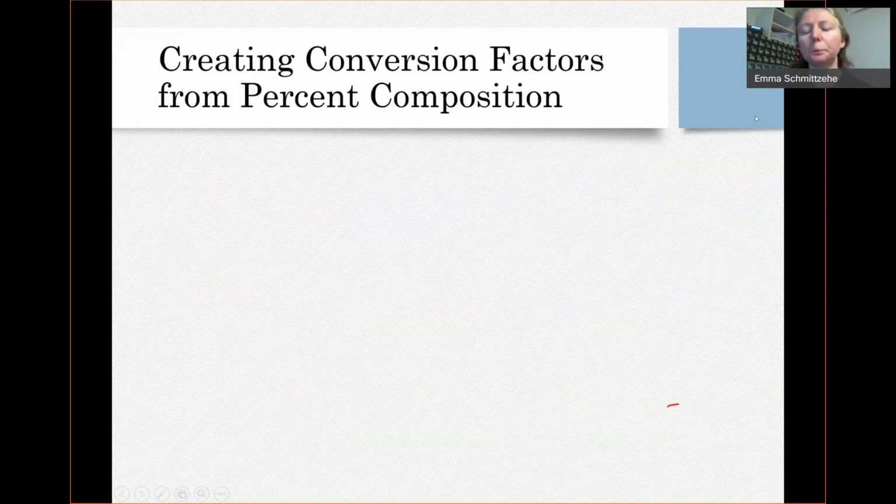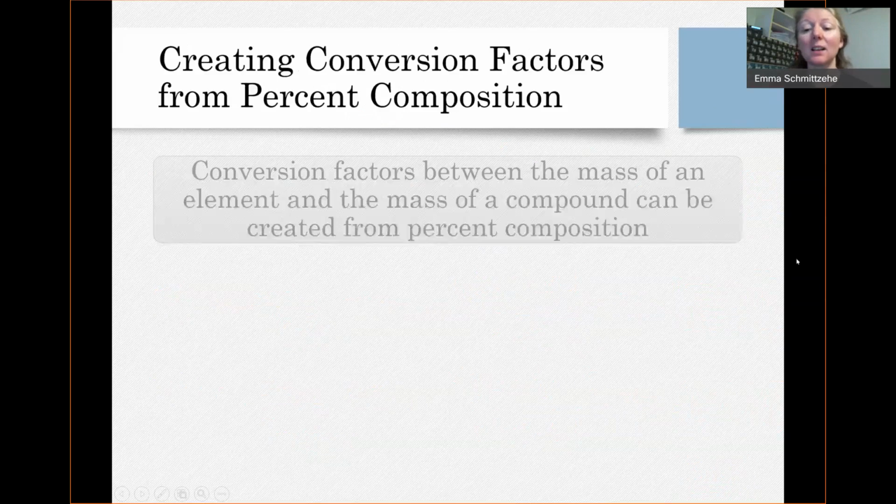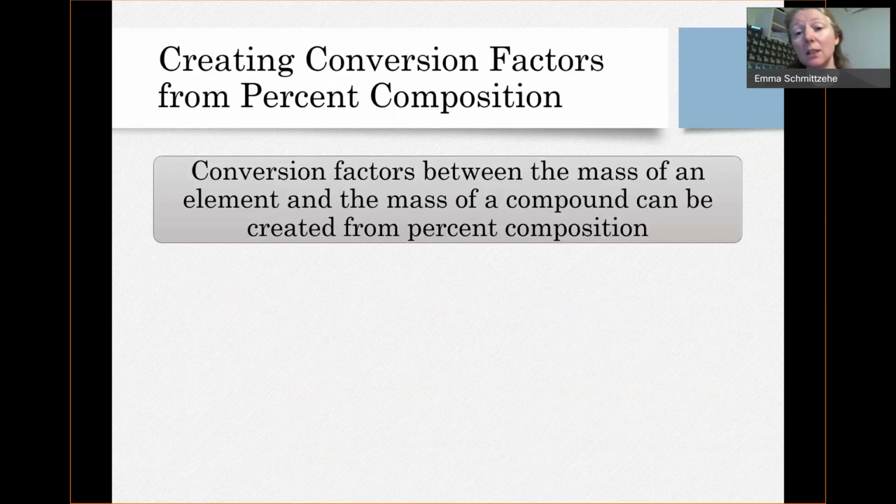Okay, now once you have a percent composition, so a percentage breakdown of a compound, you can actually utilize that information to create conversion factors. Factors that you can use in dimensional analysis to convert between the mass of the individual components and the total compound. So if you knew how much compound you have, you can quantify how much of an individual element is in that sample using the percent composition.